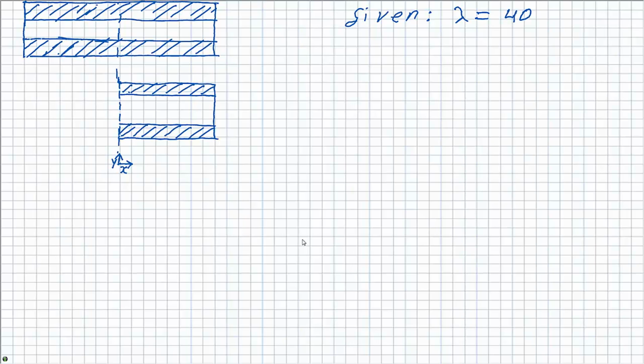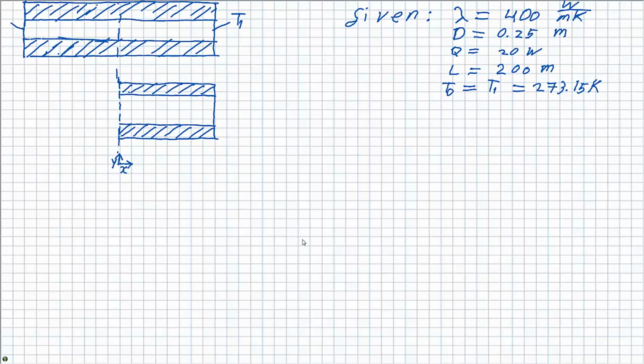This is the electrical wire exercise. We are given some parameters: lambda, which is 400 watts per meter Kelvin, the diameter of the wire, which is 25 centimeters, also known as 0.25 meters, a heat production in the wire of 20 watts, the length of the wire is 200 meters, and both ends are cooled and kept at a constant temperature of 273.15 kelvins.